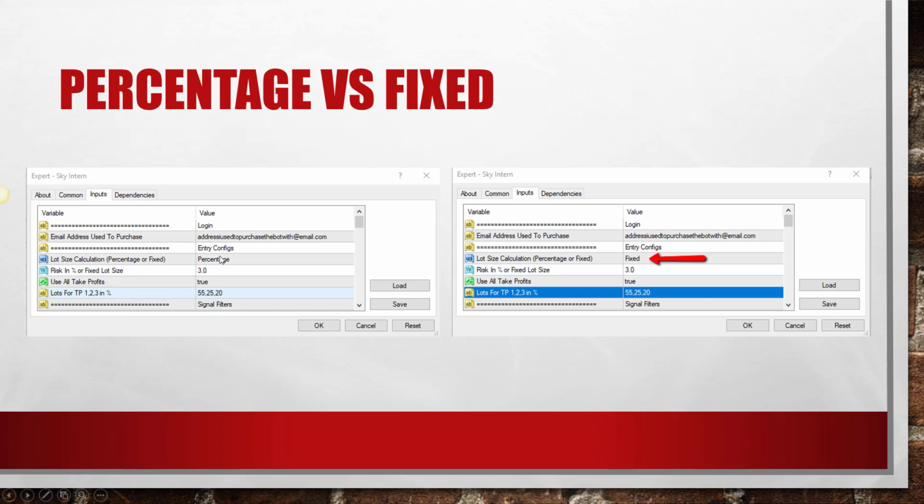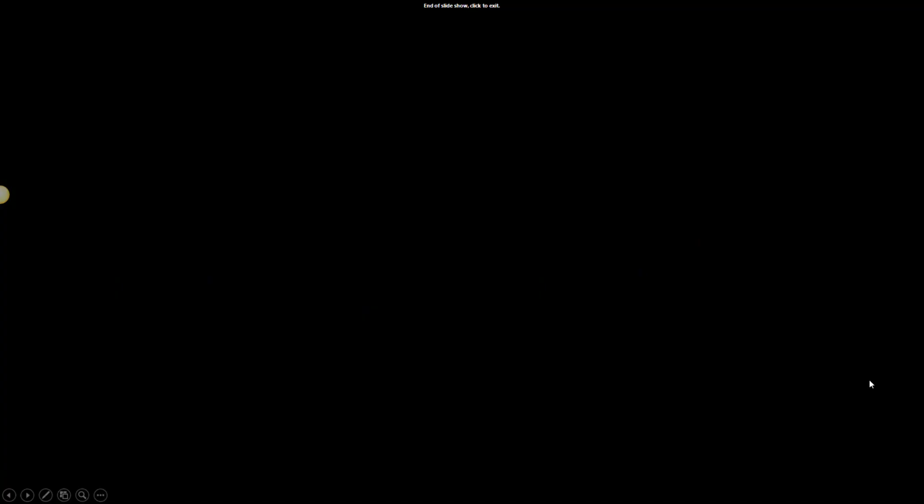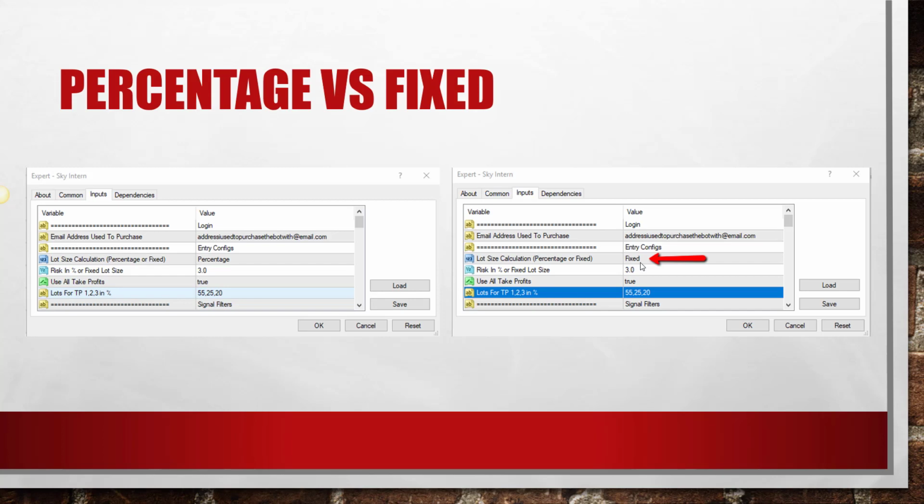So, the good news is that with a pip percentage setting, it will account for that gap. It will add those pips to your overall risk. Now, the downside is if you're using a fixed lot size. If you're using a fixed lot size, then it's not going to calculate those extra pips.